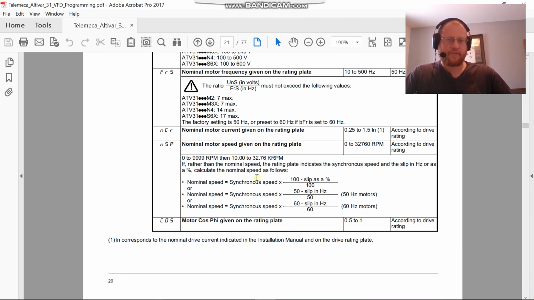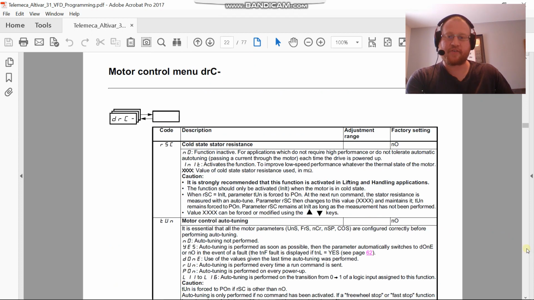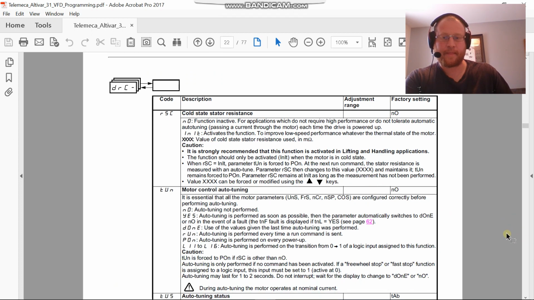One thing that normally throws people off is this cos phi. What do you think cos phi means that could be found on a motor nameplate? Your answer, of course, would be, well, that's power factor. And it is, but normally we say cos theta. This manual references cos phi, but it means power factor of the motor. If it's known, we would enter that information there.